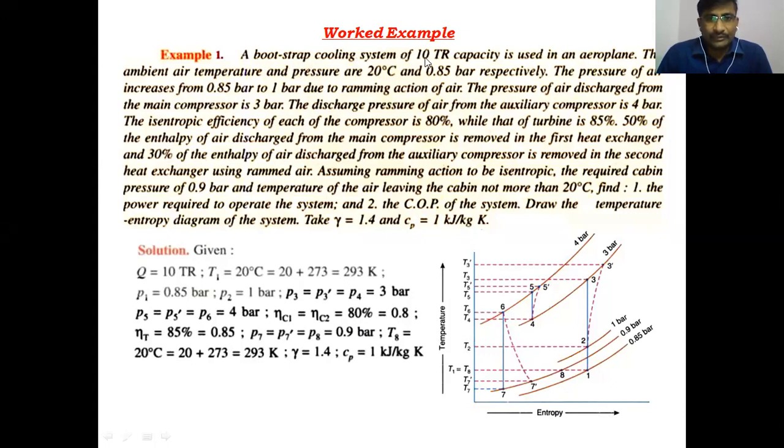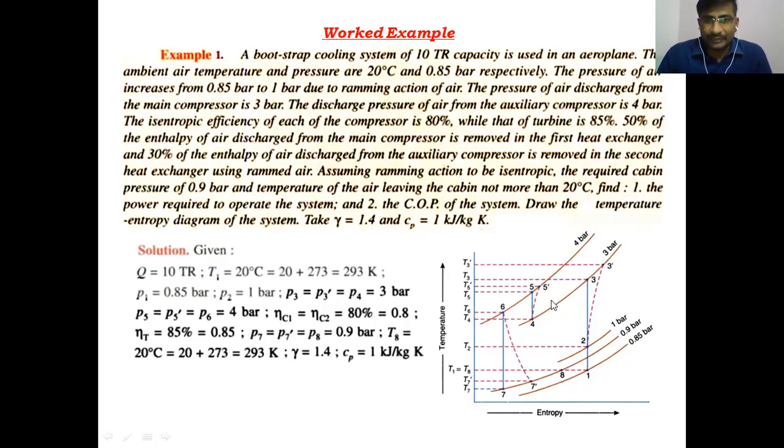The bootstrap cooling system of 10-ton capacity is used in an aeroplane. The capacity of the bootstrap system is 10 tons of refrigeration. This is the refrigeration effect or cooling load in the cabin. The ambient air conditions are given as 20 degrees centigrade temperature and 0.85 bar pressure. From that, the pressure of air is increased from 0.85 bar to 1 bar due to the ramming action of air. The pressure of air discharged from the main compressor is 3 bar.